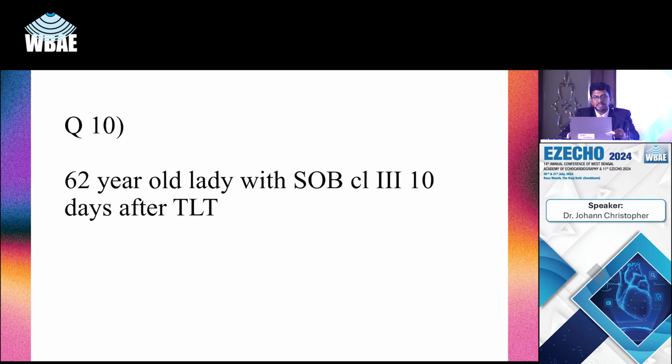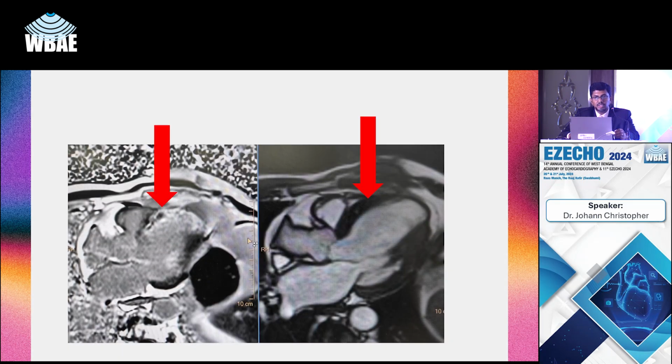PET CT, as I said, physiological FDG uptake, which is possible. B is FDG uptake in the stent. C is ischemia in the RCA territory. And D, is it a PET MR actually with FDG uptake in the stent?